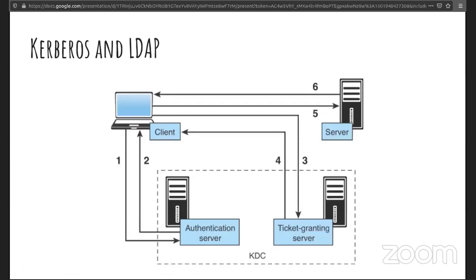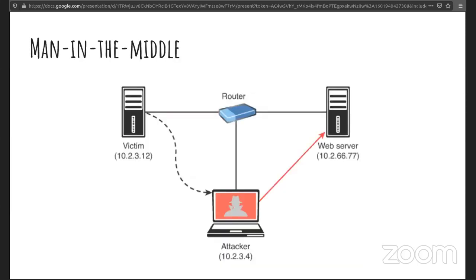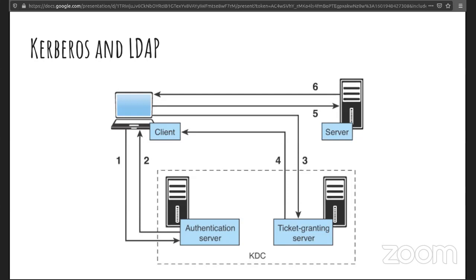Kerberos and LDAP, or the Lightweight Directory Access Protocol. A quick recap on how the Kerberos system works. It's a 6-step process.